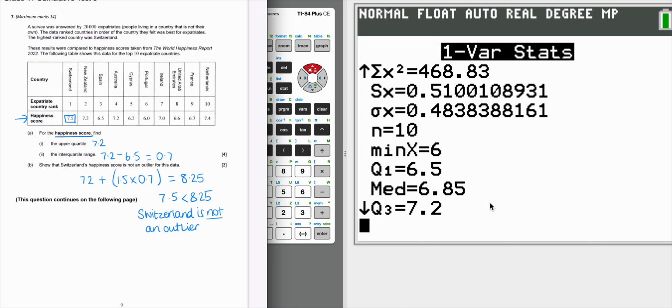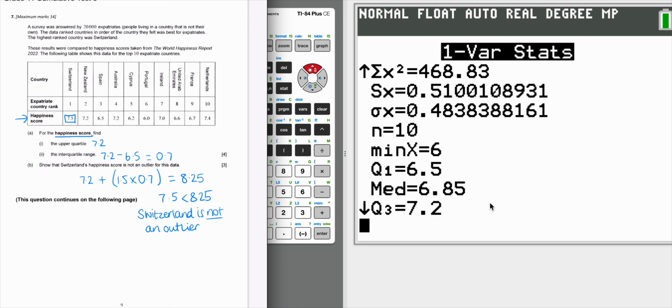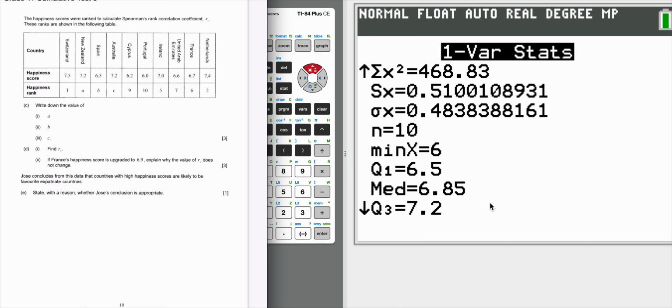In the next part of this question, we're told that the happiness scores were then ranked to calculate Spearman's rank correlation. At the moment we can see that the happiness score is an actual score, looks like it might be out of 10, and now they're ranking it. They've copied the happiness score for us again here from the previous table, and we just need to write down the values of the missing ranks.